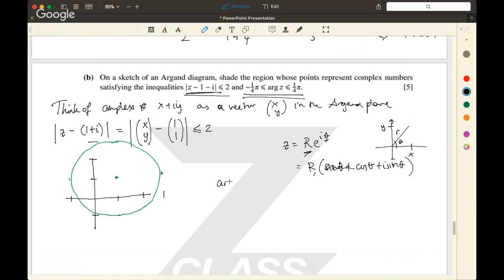So arg z, that's theta. The argument of z is the theta angle, and this is equal to the inverse tangent of y on x, as in polar coordinates. So for this condition, if we take the tangent of both sides, we get that y on x is greater than or equal to -1 and less than or equal to 1, which is equivalent to saying that y is greater than or equal to -x, but less than or equal to x.